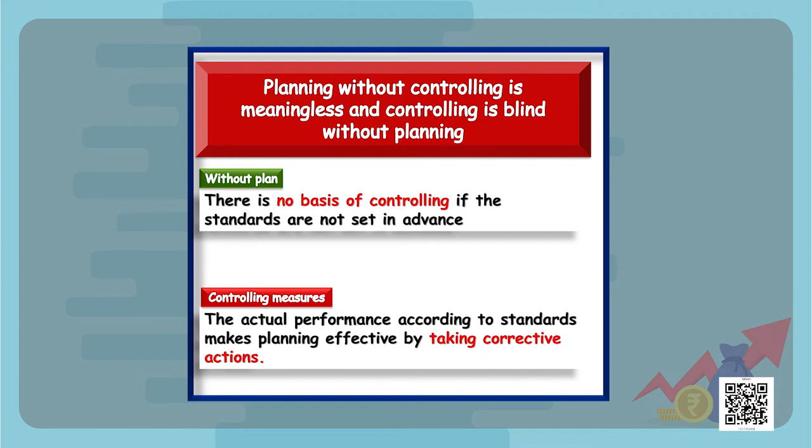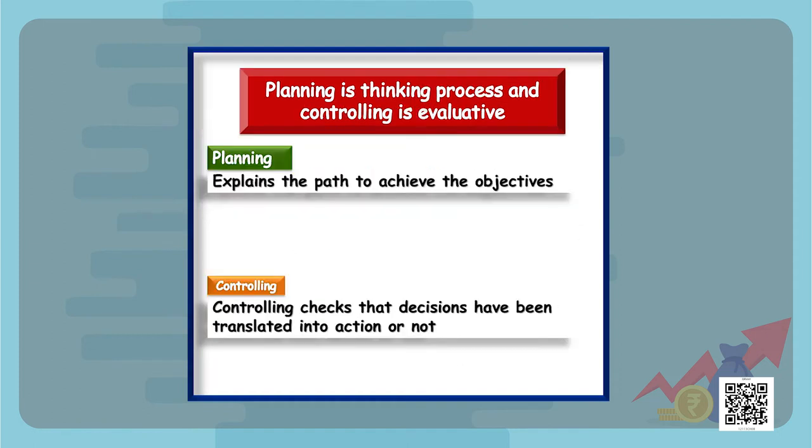So, planning without controlling is meaningless and controlling is blind without planning. This line is justified because without planning there is no basis of controlling if these standards are not set in advance. But with planning, the actual performance can be measured according to the standards set and effective steps can be taken to achieve those standards. Then we have planning is a thinking process and controlling is evaluative. Planning explains the path to achieve the objectives, whereas controlling evaluates whether those objectives have been achieved or not.